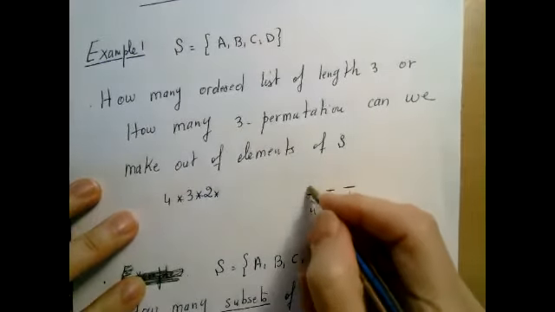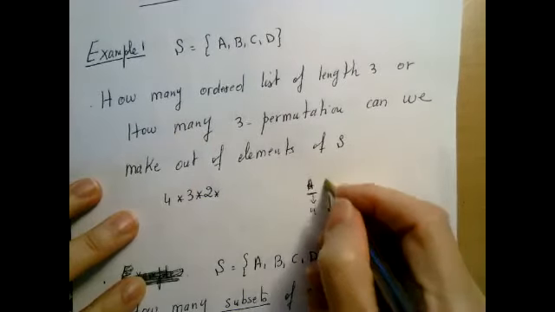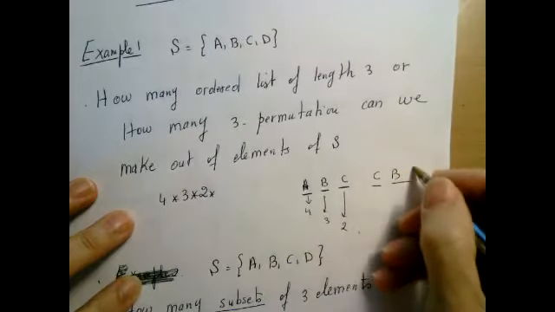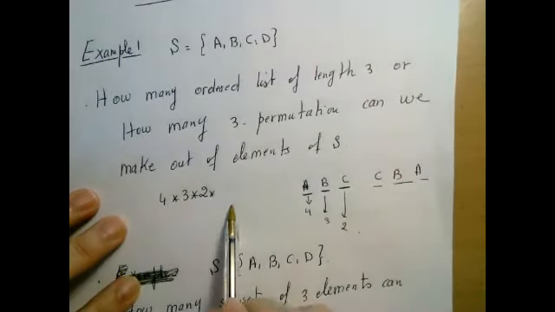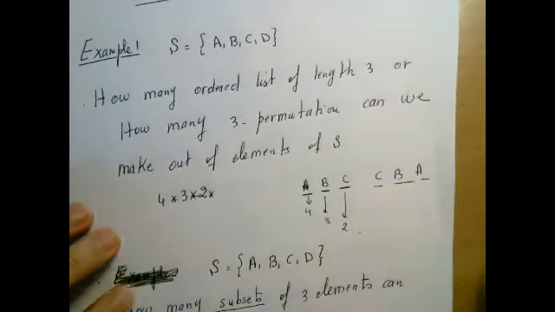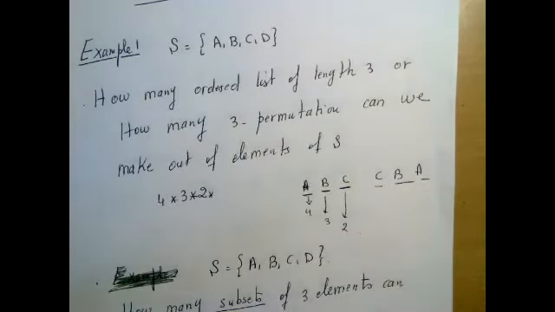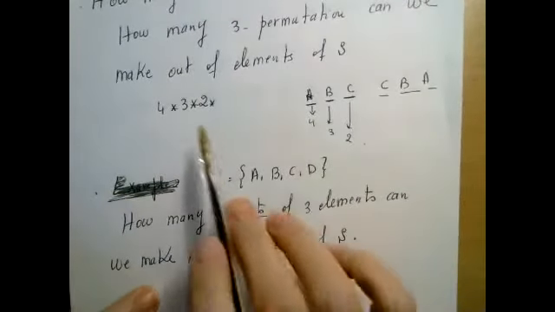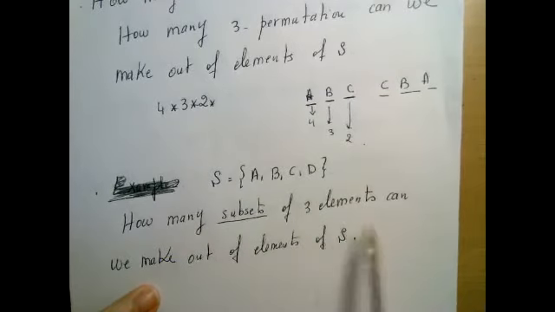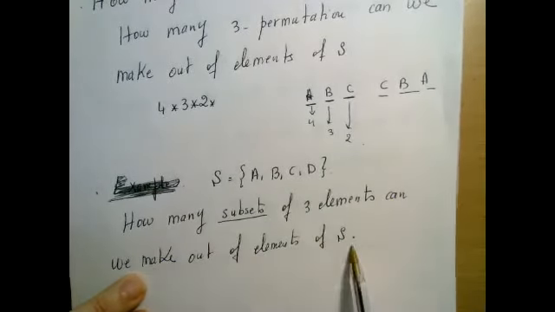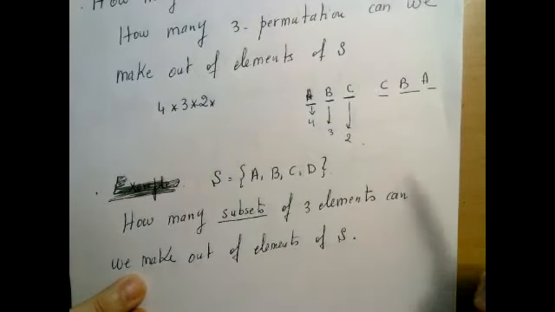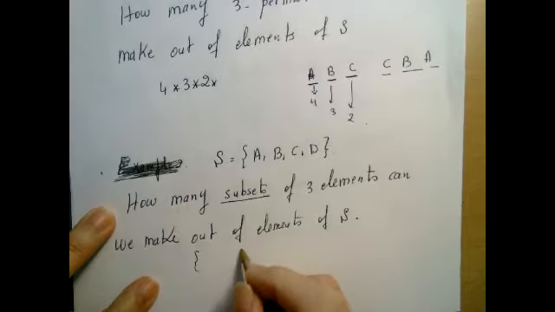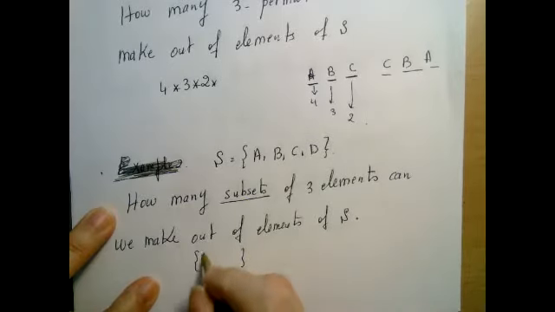As we said, for example, if I pick A, B, C, that is one scenario, and C, B, A is a totally different scenario. So when I am counting here, that's one scenario and that's another. The order in which I am listing is crucial. Now, if I tweak this problem and ask, let S be the same set, how many subsets of 3 elements can we make out of the elements of S? In this case it's a subset, and the order doesn't matter. So how many subsets? I can compute them easily.